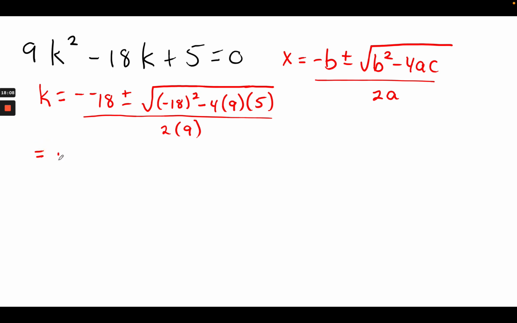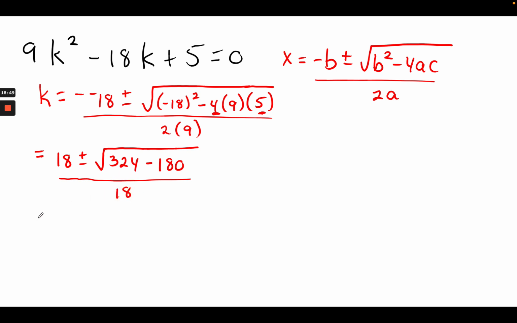So we get positive 18 plus or minus the square root of 324, right? 18 squared is 324, minus, let's see, 4 times 9 times 5. So how can I make this easier? I can do 4 times 5 is 20. And then 20 times 9, I can do that. 20 times 9 will be 180, over 18.